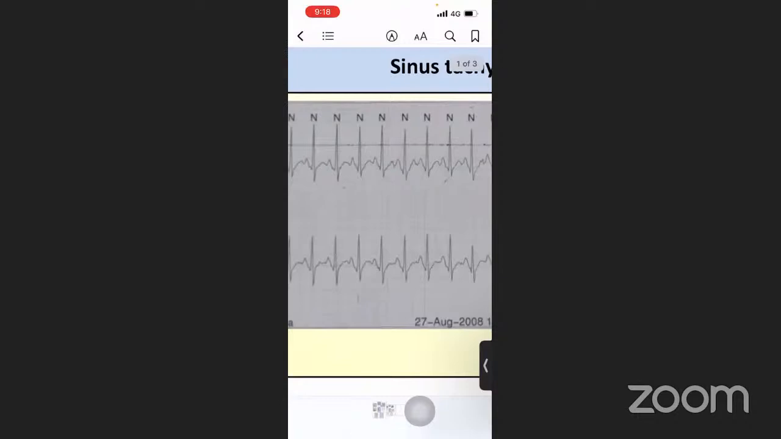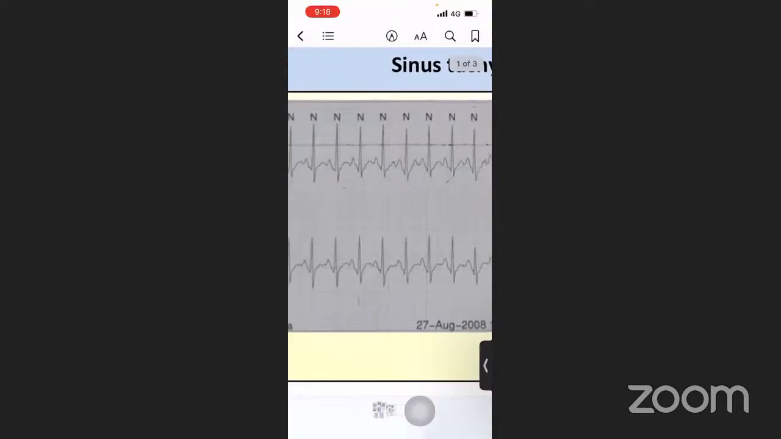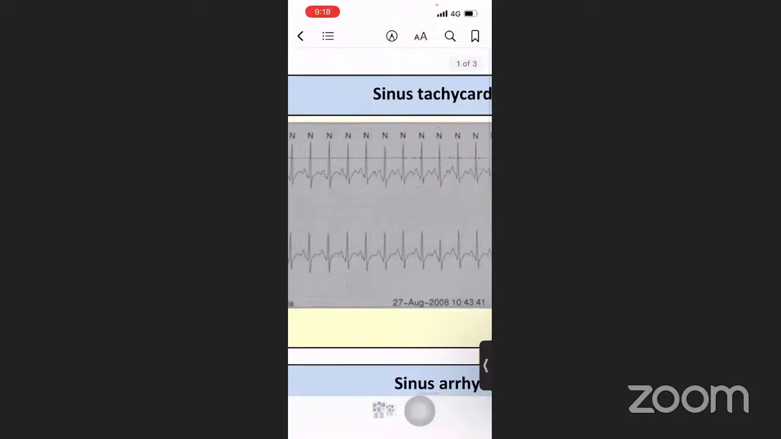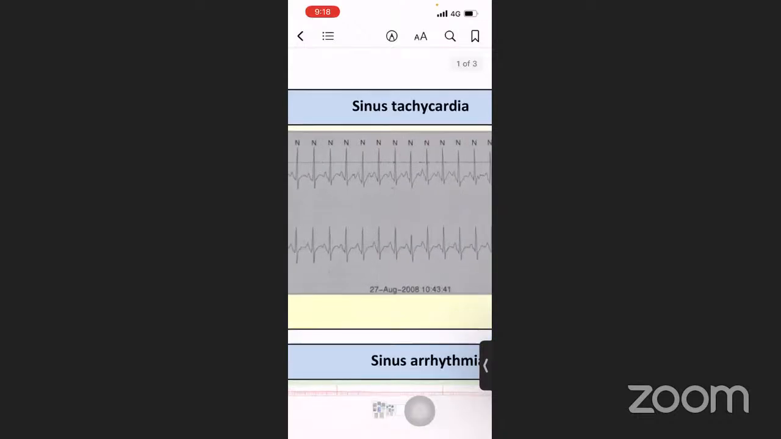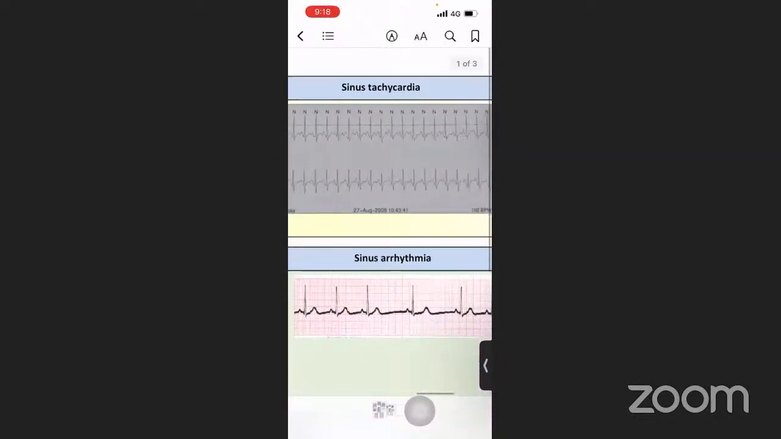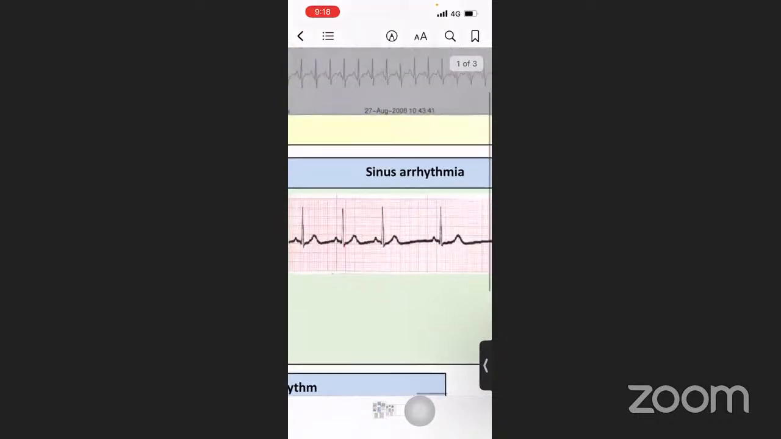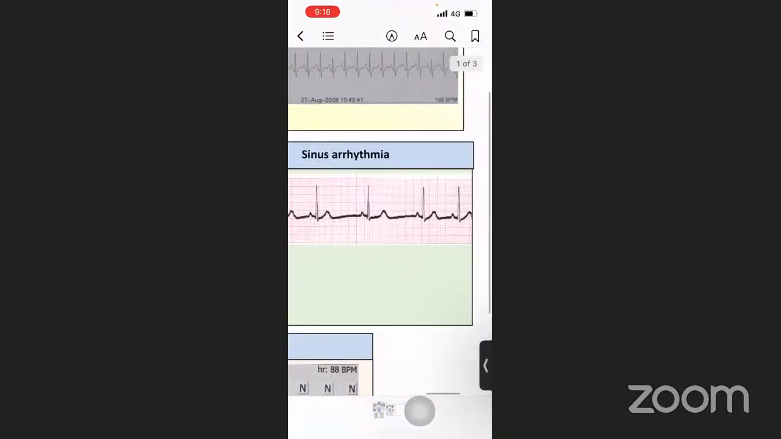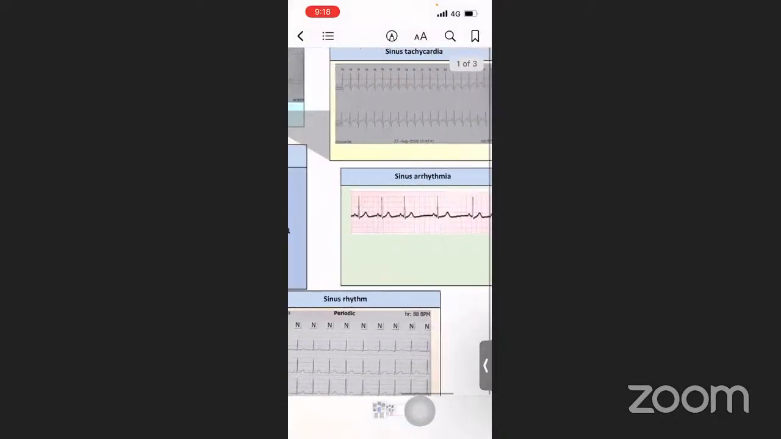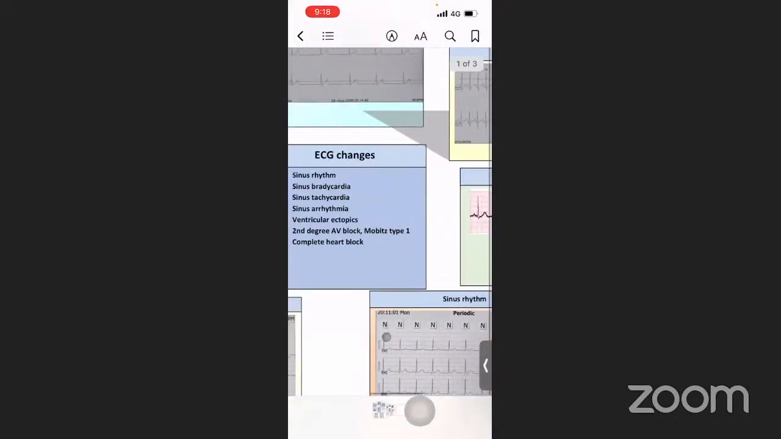You use 300 divided by 2 big squares, so it will be 150. So this is sinus tachycardia with a heart rate of 150. When it is 150, sometimes you need to make sure whether you are dealing with atrial flutter with 2-to-1 block. Okay, this one is sinus arrhythmia. During inspiration, the heart rate becomes faster.